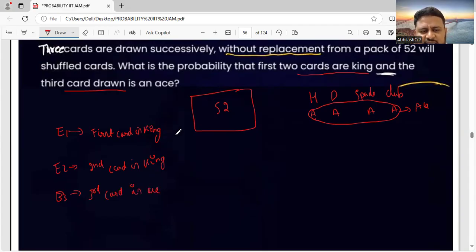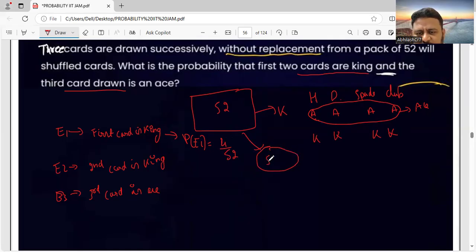First card is king means the probability of E1 is nothing but what? There are total how many kings? Heart, diamond, spade, club each have one king. So there are 4 kings, so 4 out of 52. Now, out of this, 1 king is already removed. Now the total will become 51.